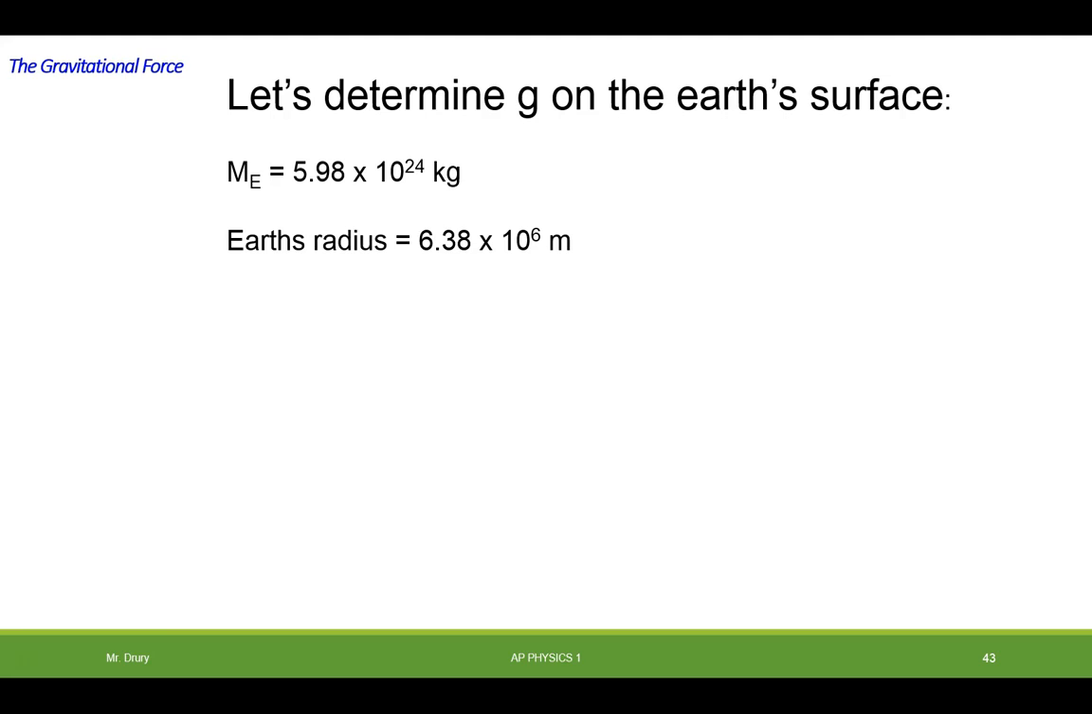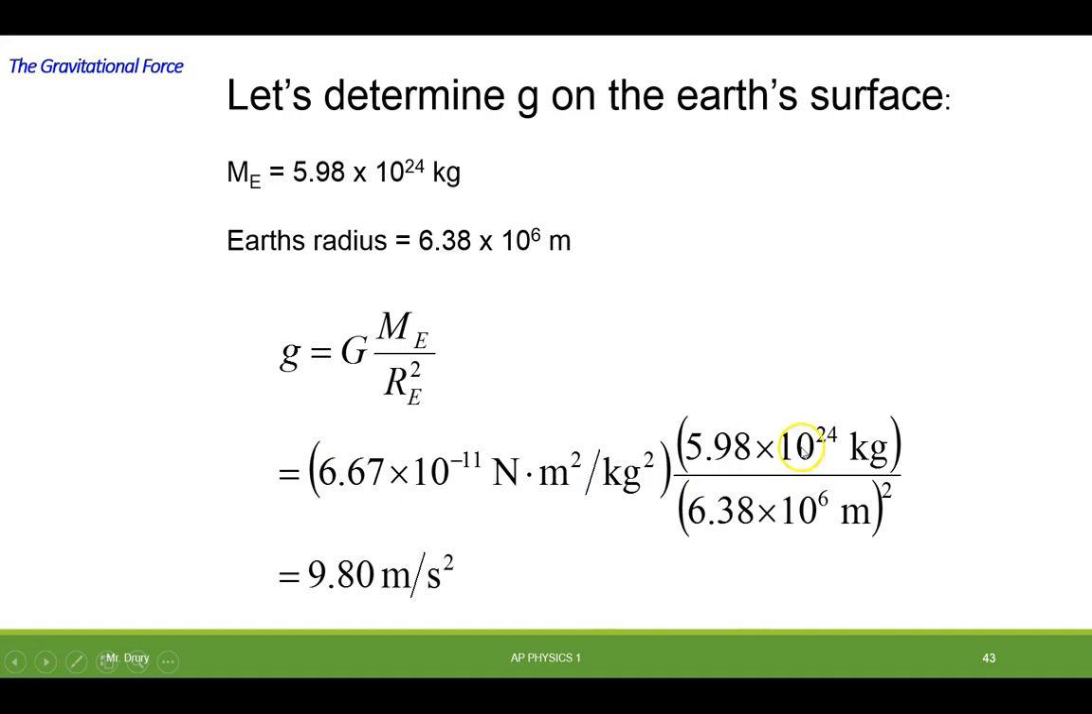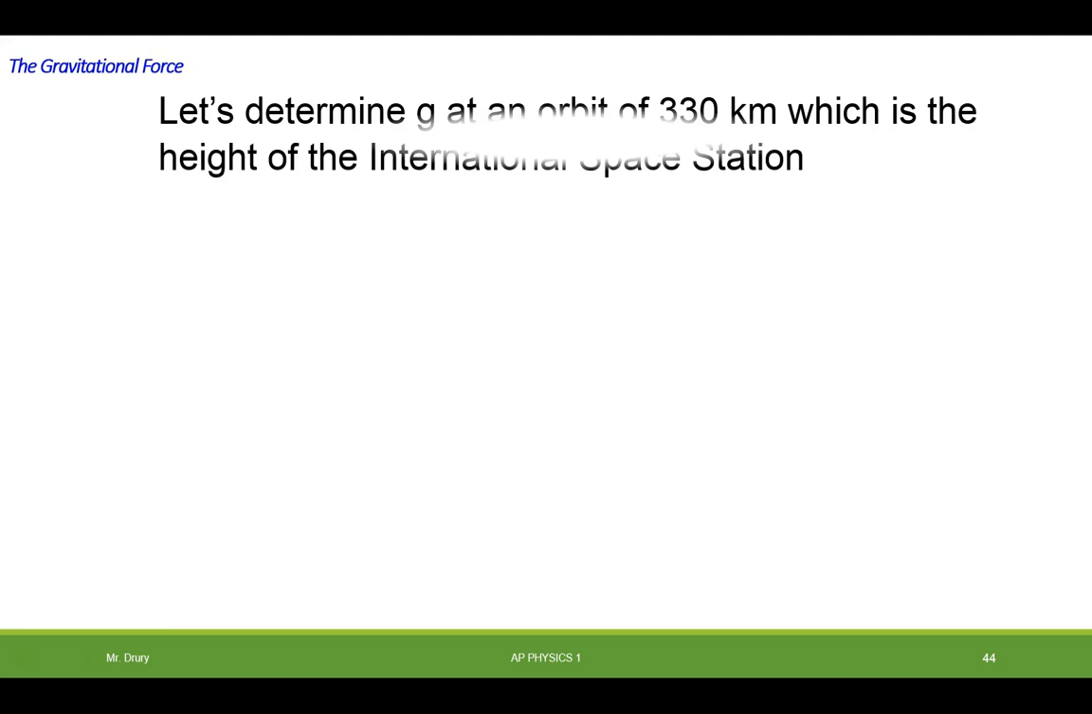So here we go. We got the mass of the Earth, the radius of the Earth. We got our equation. We plug the units in, and it comes up to 9.8. But then you might be saying to yourself, I've always seen people in different movies floating around the International Space Station. Well, basically, the gravity there is very, very small. So let's see what the gravity is actually at that point.